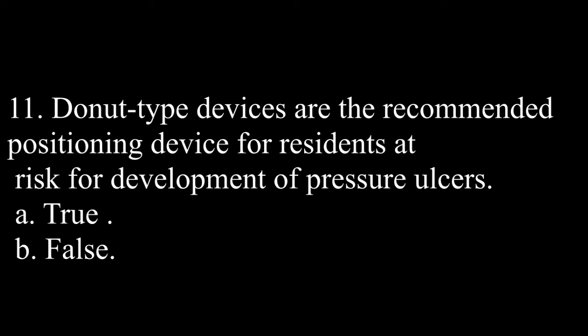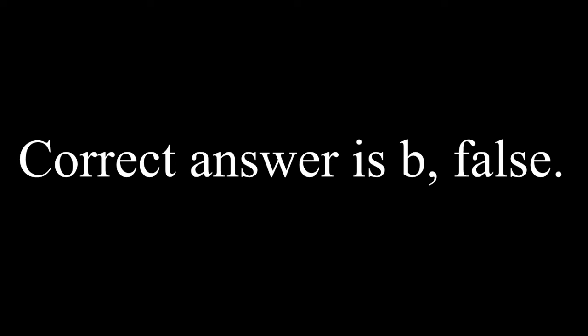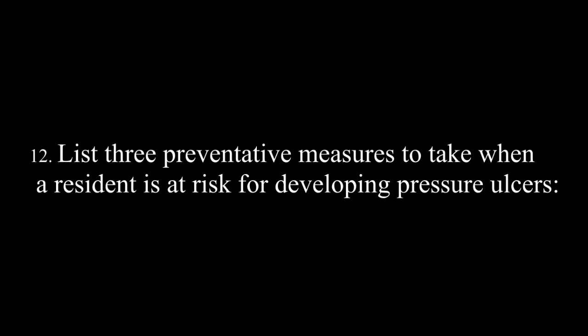11. Donut-type devices are the recommended positioning device for residents at risk for development of pressure ulcers. A. True. B. False. Correct answer is B. False.